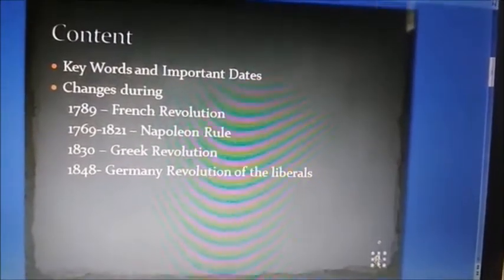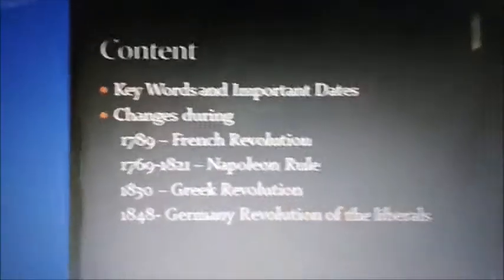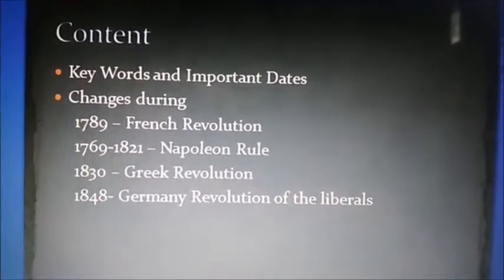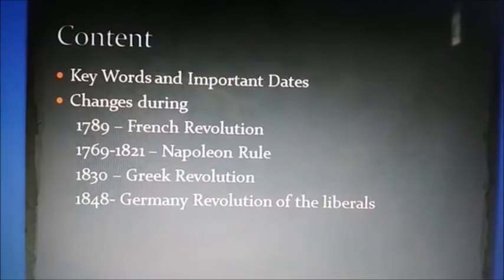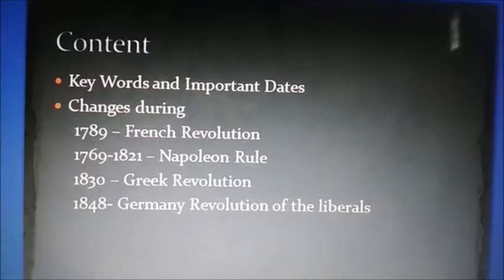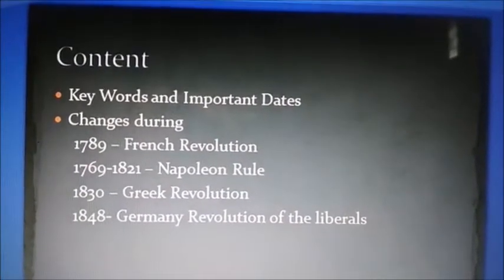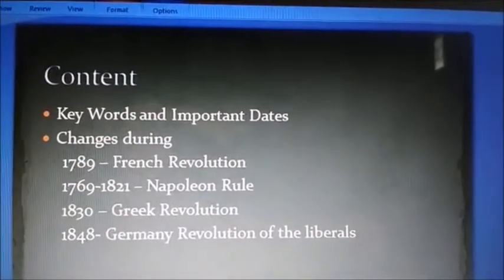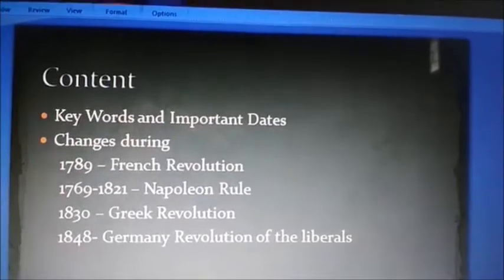Here, in today's class, I shall be dealing with the keywords of this lesson and the important dates that pertain to various events that took place in Europe. There are various changes that took place during this period. The first one is in 1789 when the French Revolution took place.